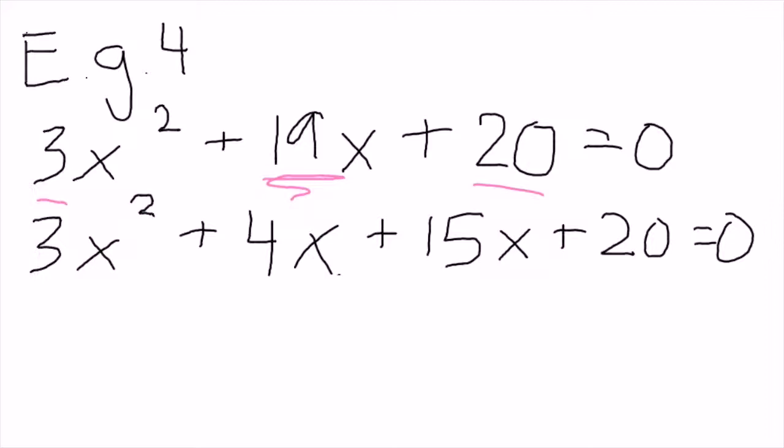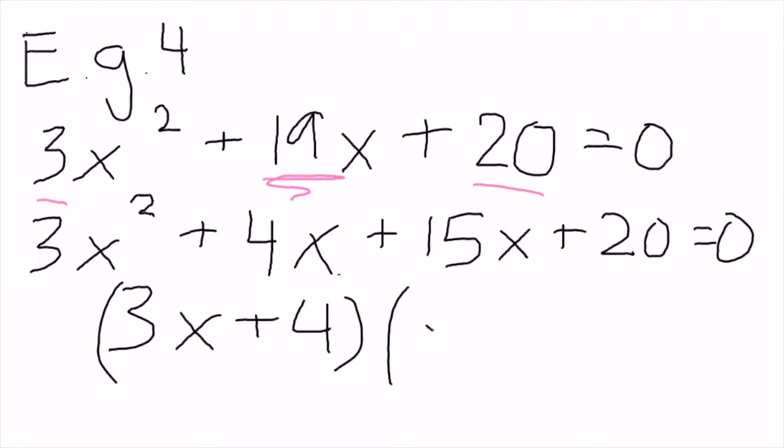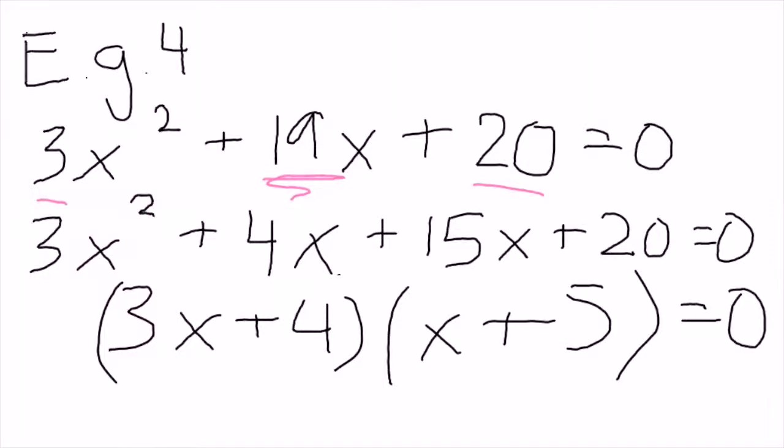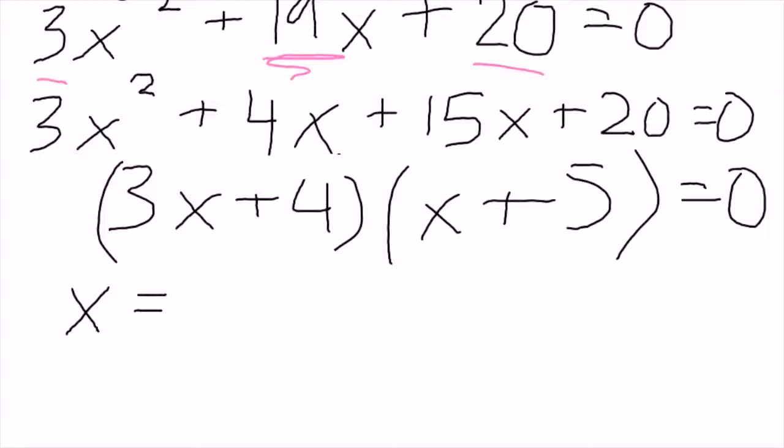If you simplify this, you will get (3x plus 4)(x plus 5), which equals 0, so x is equal to minus 4 over 3 and x equals minus 5.